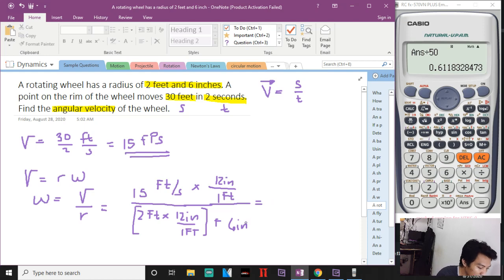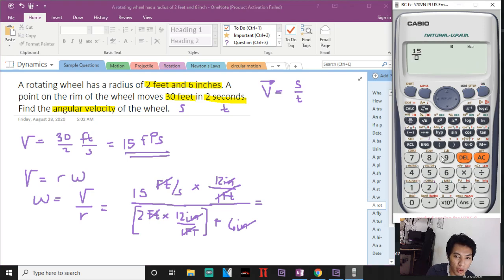Tama. Para maging non-unit. V over R. Okay. So, R over. Tama. Non-unit. Magiging radian na yan. So, you cancel yung foot. Cancel the foot. Yung inches mga cancel doon is may inches dito. Lalabas na in second. So, all we have to do is to compute na lang.